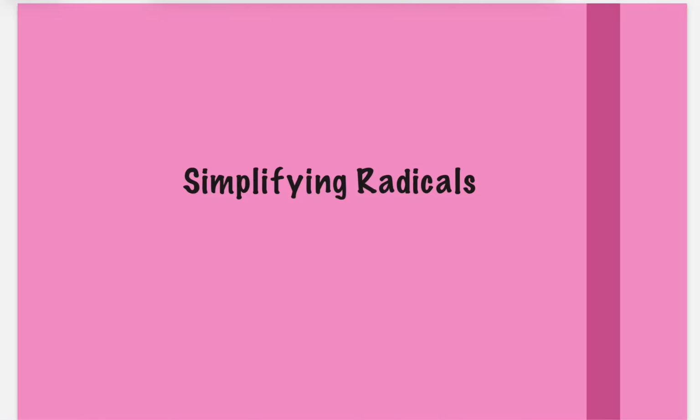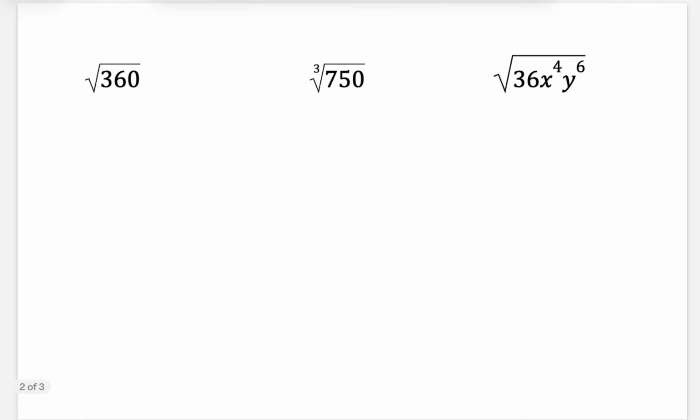This is a quick video on how to simplify radicals. So we know that when we're looking at a square root, that means there's really a 2 right there. So what we're going to do is make a factor tree and look for groups of 2.